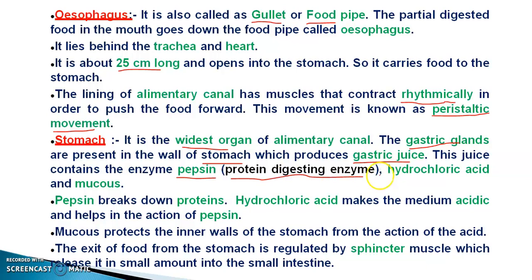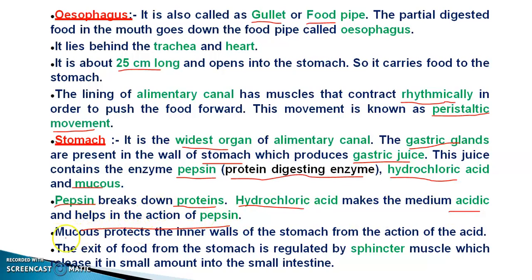So our gastric juice contains pepsin, hydrochloric acid, and mucus. The role of pepsin is to break protein. Protein is a complex structure, so pepsin breaks down protein into a simpler form. And hydrochloric acid makes the medium acidic, and this acidic medium helps in the initiation of the action of pepsin.